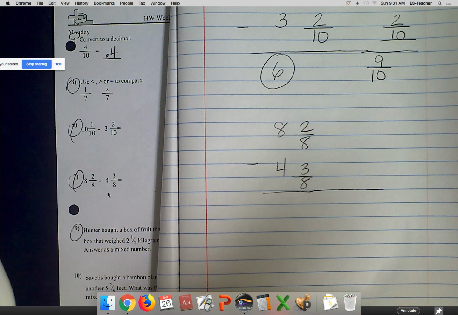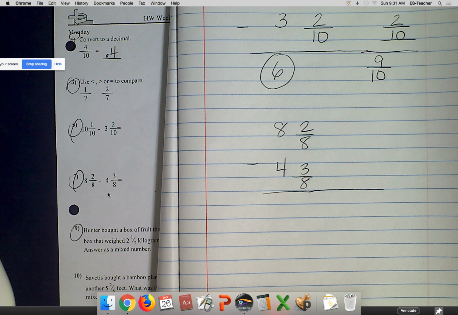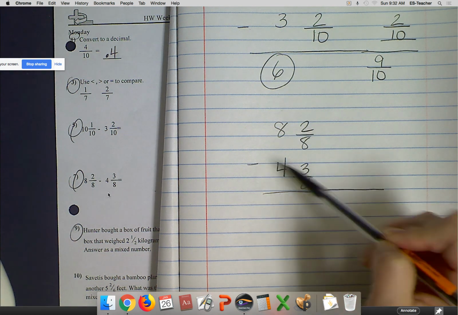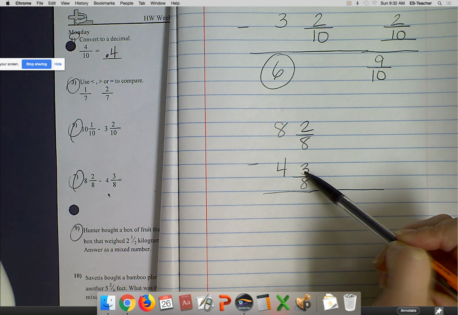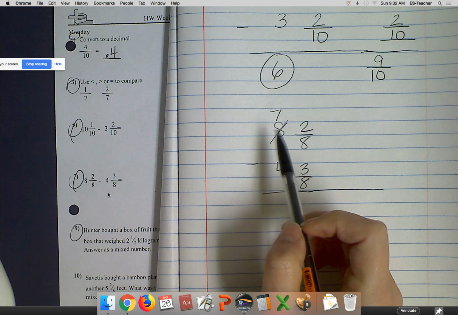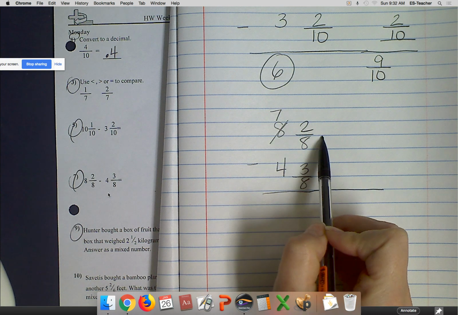First thing you're going to do is look at that denominator. If the denominators are the same, then you do not have to find a least common denominator. Then I look, can I subtract 2 minus 3? No. Okay, so I'm going to borrow from the 7, and I'm changing it.